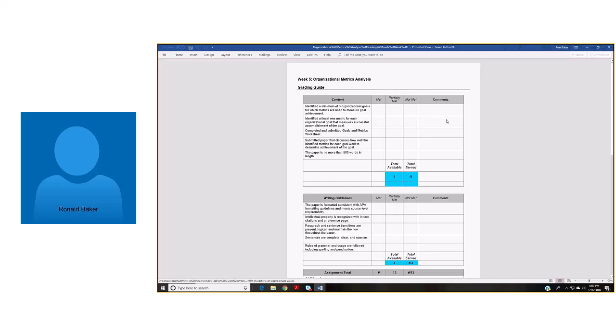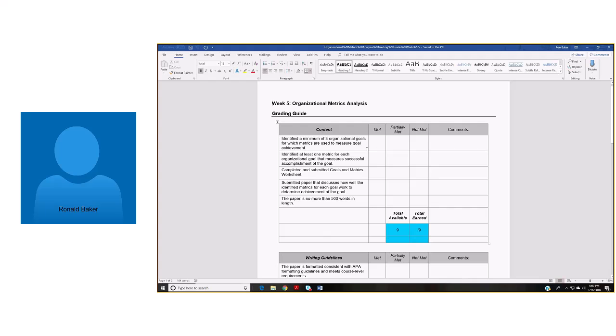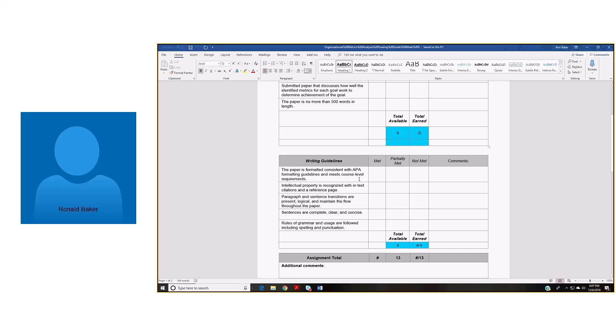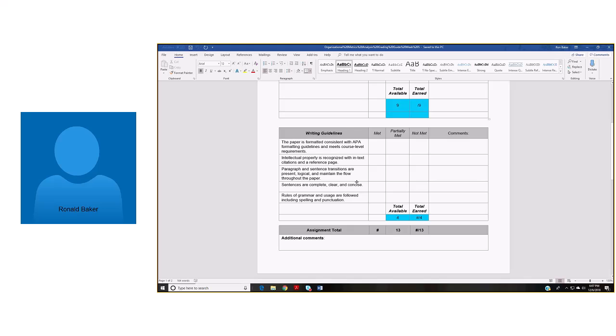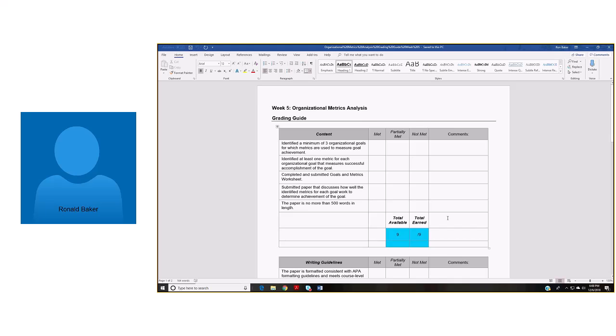Okay, so right down the line, this is what I'm going to be looking for. Did you identify a minimum of 3 organizational goals? Did you identify a metric for each goal? Did you complete the worksheet? Did you submit a paper? Was it no more than 500 words? And then I talk about, was it APA formatted? Did you make sure that you recognized any sources with in-text citations and a reference page? Did you write it well? That sort of thing. And so that's how you will be graded on this assignment.